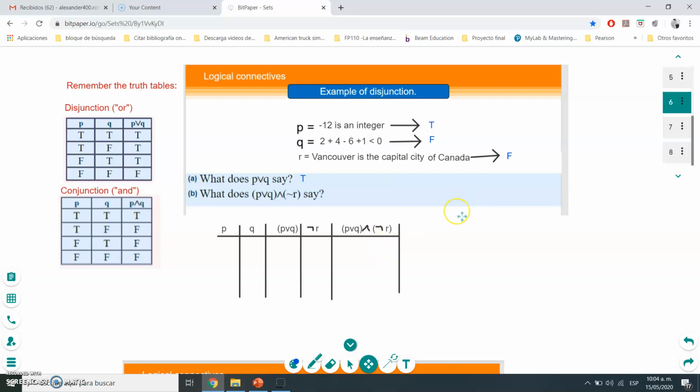Okay, I hope you understood this, the first part. These are some examples of conjunction and disjunction, and now we will see how we can build a truth table for more than two propositions by using conjunction or disjunction. Okay, so see you next video. Bye bye. See you later.